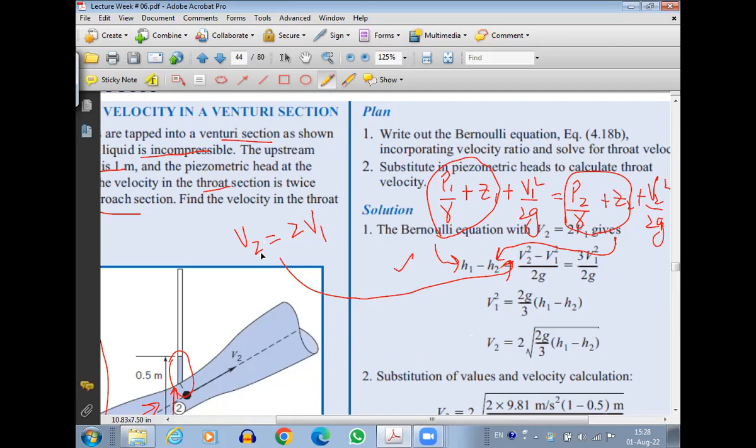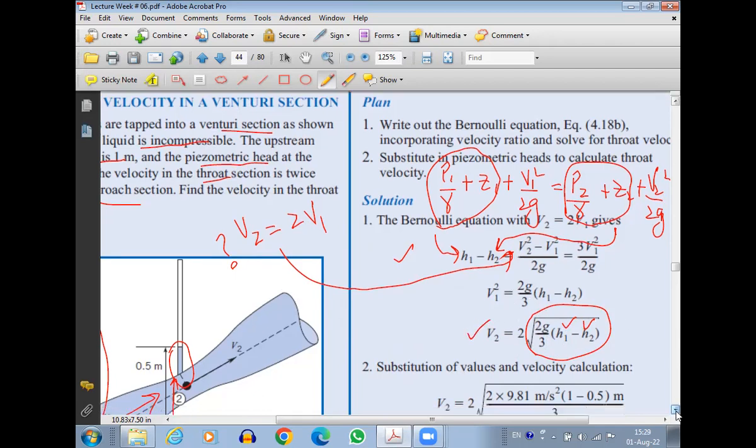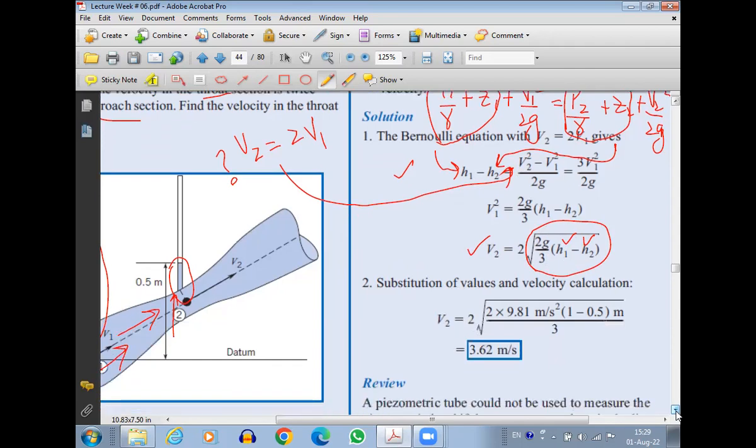And since I want to find the velocity at the throat, I need to find this V2. So V2 equals 2V1. So it will be 2 into V1. Now here H1 is known, H2 is known because it was mentioned what the piezometric heads are. Piezometric heads were given at 1 and 2. So I can directly substitute the values of H1 and H2. g is acceleration due to gravity. So I can find the velocity at the throat. Just substituting the values, you're going to get that the velocity at the throat comes out to be 3.62 meter per second.